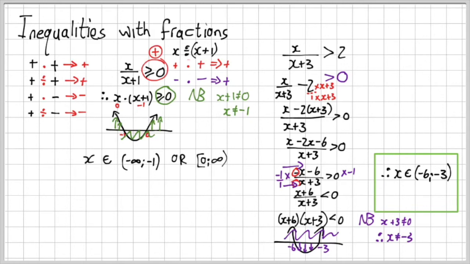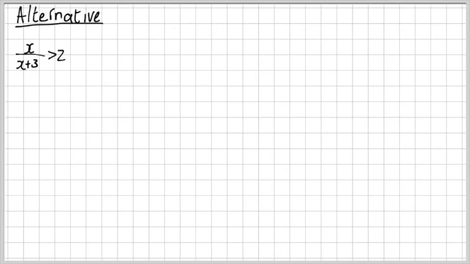So let's have a look at redoing this last example. So x over x plus 3 greater than 2. I am going to get rid of my LCD. And I'm going to multiply both sides by x plus 3. Exactly what I told you shouldn't do. But not just x plus 3. But actually I'm going to times both sides by x plus 3 squared.